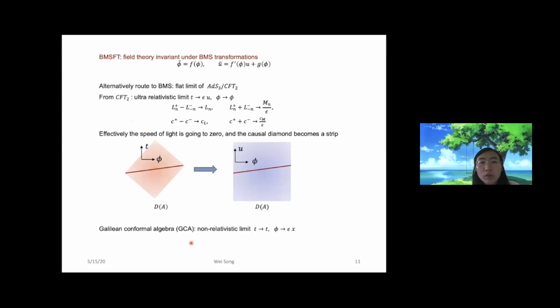We call this two-dimensional field theory, which is invariant under the following BMS transformations. The theory is invariant under such transformations of the coordinates. In particular, phi is up to an arbitrary reparametrization. You cannot do the same thing for U.